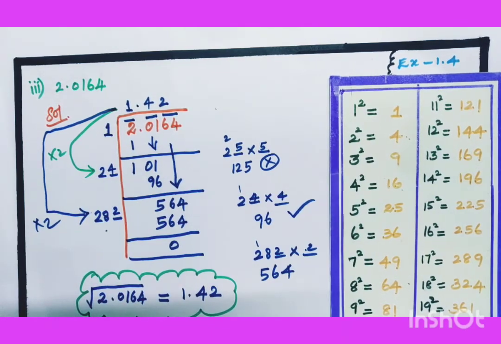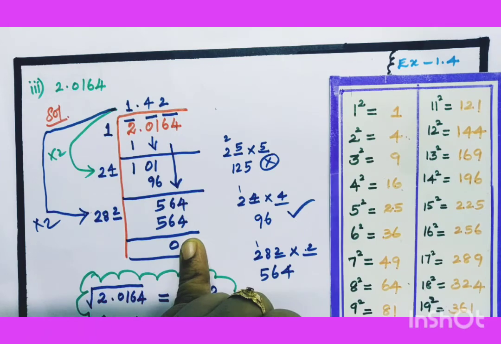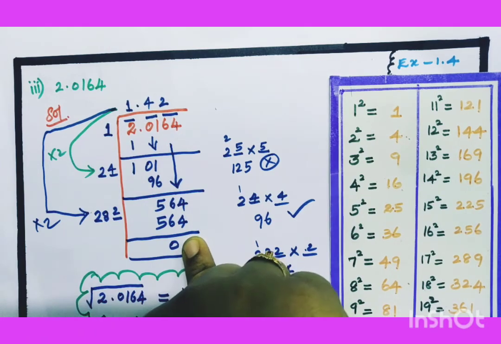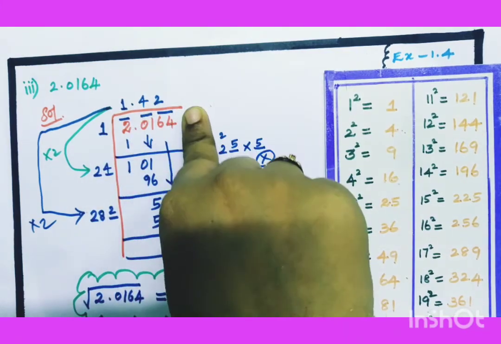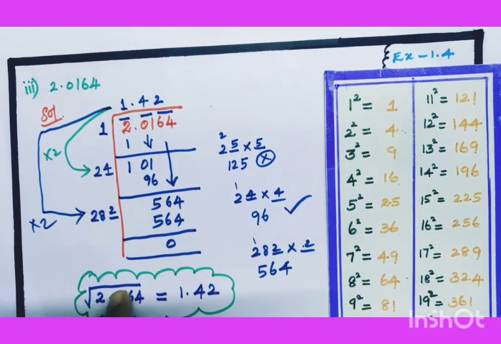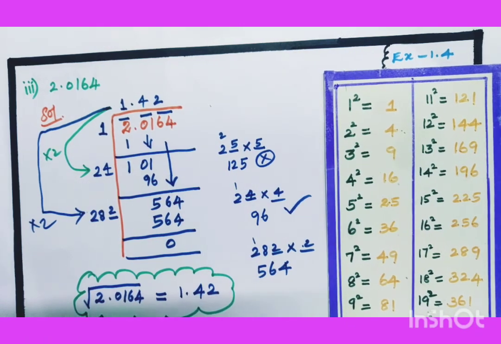Then 564, you can subtract, 0 will be the answer. Then what will be the answer for that? 1.42. So the square root of 2.0164 is 1.42. That's all.